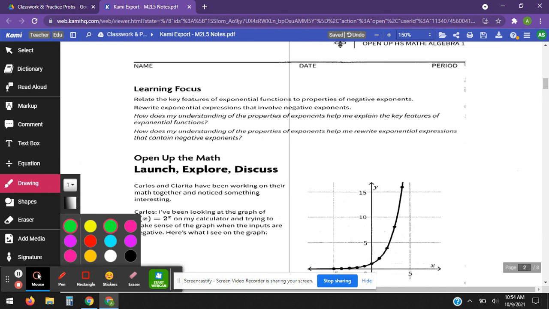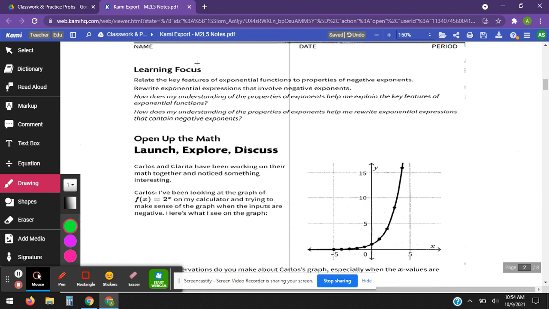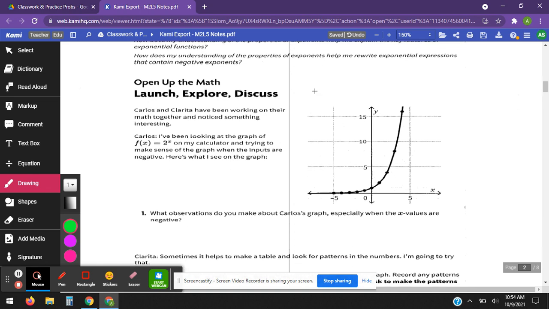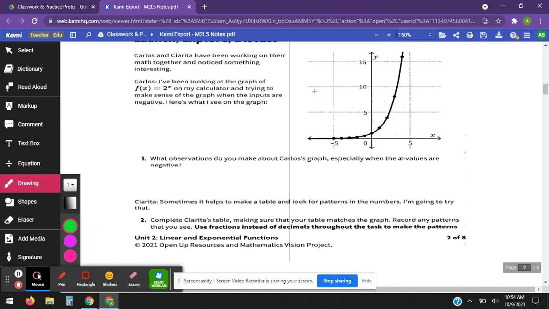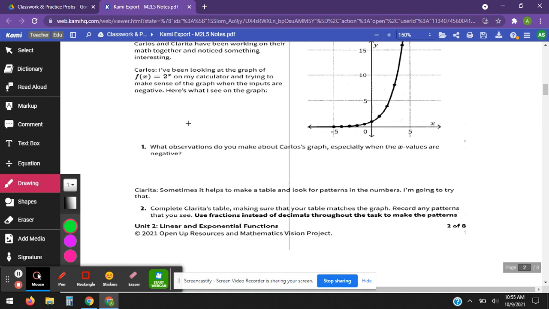Let's go ahead and scroll down here. So we are going to relate these key features of exponential functions and the properties with negative exponents. We're going to focus on negative exponents today. All right, so Carlos and Clarita have been working on their math together and noticed something interesting. Carlos has been looking at the graph of f of x equals 2 to the x power on my calculator and trying to make sense of the graph. When the inputs are negative, here's what I see on the graph. So here's going into the negatives. What's happening? What observations are we seeing?